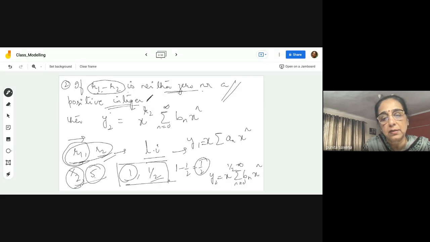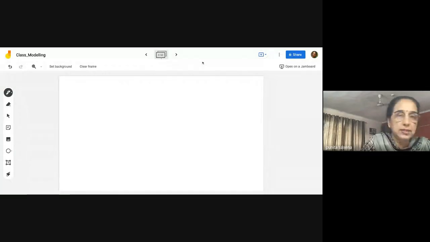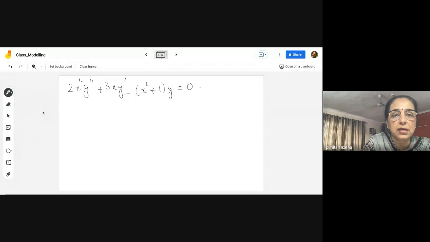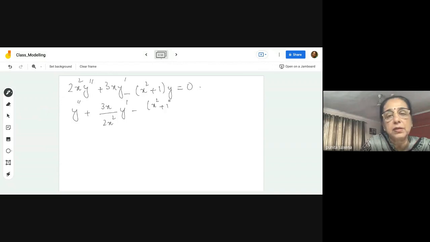Okay, let's do one problem. Let's try this. Say for example, if your differential equation is 2x squared y double dash plus 3x y dash minus x squared plus 1 y equal to 0. Do it simultaneously because I'll be needing the answers from you. We have to solve this differential equation. So obviously we reduce it in that form, so we get y double dash plus 3x upon 2x squared y dash minus x squared plus 1 upon 2x squared y equal to 0.